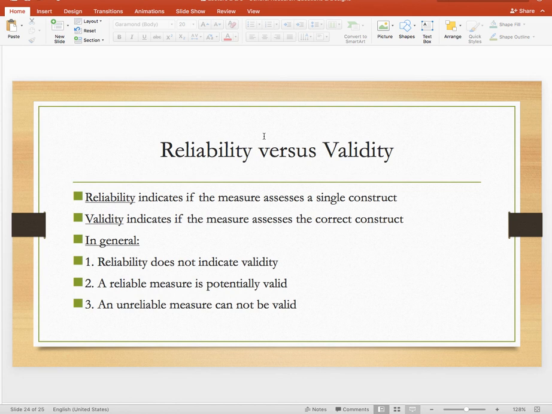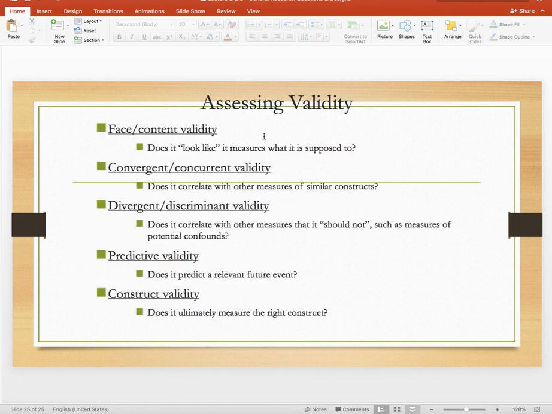Perfect. Excellent. Okay, so now let's talk about validity. A very important topic is how to assess validity. There are 5 ways for us to assess validity. The 5 ways that we assess validity are face and content validity, convergent or concurrent validity, divergent or discriminant validity, predictive validity, and last, construct validity. Those are our 5 ways that we can actually assess validity.